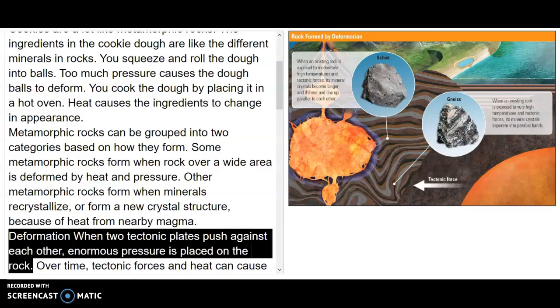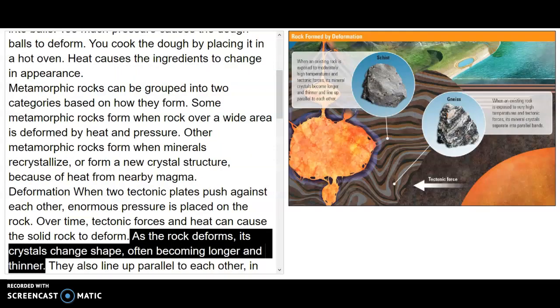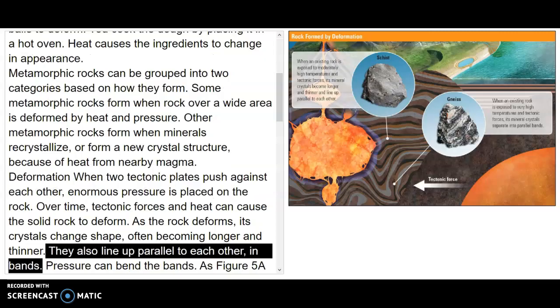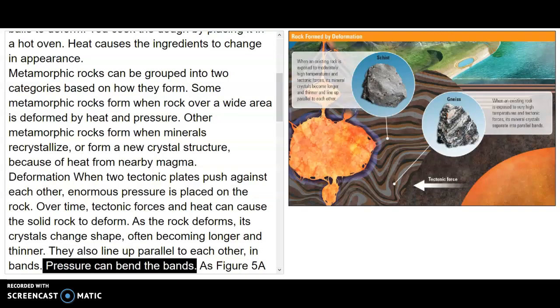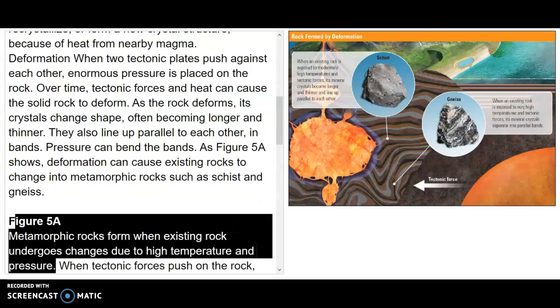Deformation is when two tectonic plates push against each other. Enormous pressure is placed on the rock. Over time, tectonic forces and heat can cause the solid rock to deform. As the rock deforms, its crystals change shape, often becoming longer and thinner. They also line up parallel to each other in bands. Pressure can bend the bands. As Figure 5a shows, deformation can cause existing rocks to change into metamorphic rocks, such as schist and gneiss.